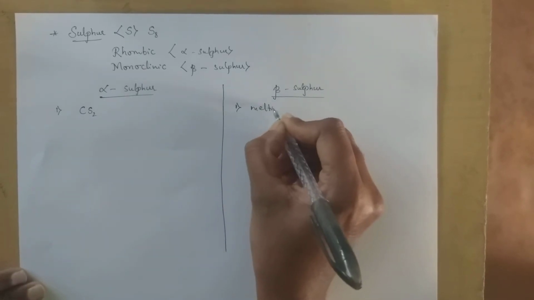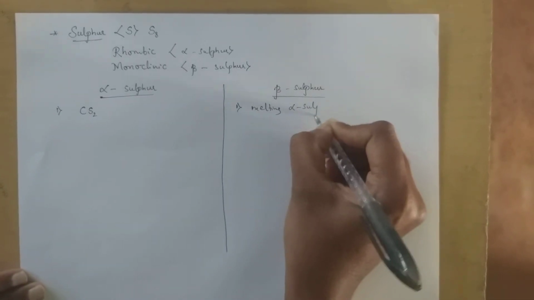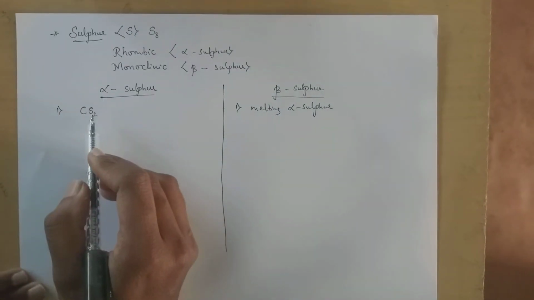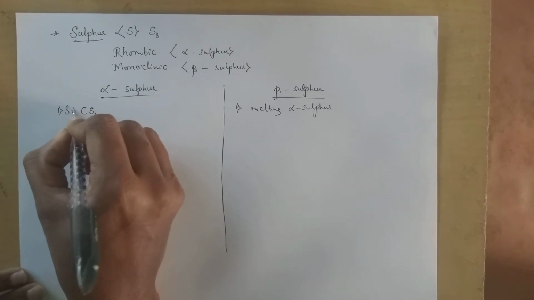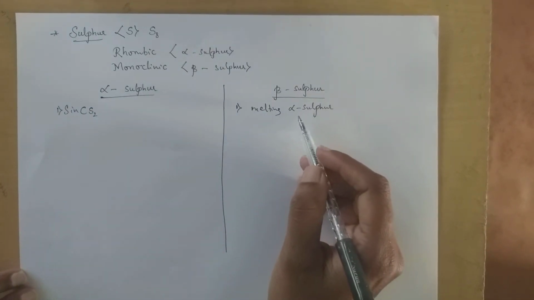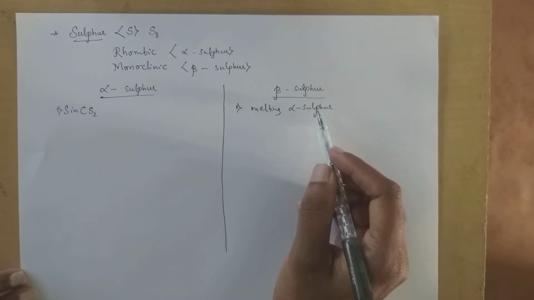Beta sulfur is prepared by melting alpha sulfur. So alpha sulfur is prepared by what? Slowly evaporating sulfur in carbon disulfide, whereas for beta sulfur we are going to melt the alpha sulfur. That is the process.